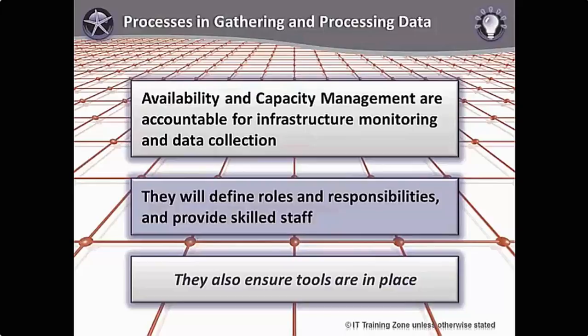Availability and capacity management are accountable for the actual infrastructure monitoring and data collection activities that take place. This involves defining roles and responsibilities and filling these with properly skilled and trained staff. The processes are accountable for ensuring tools are in place to gather data and ensuring that monitoring actually happens.